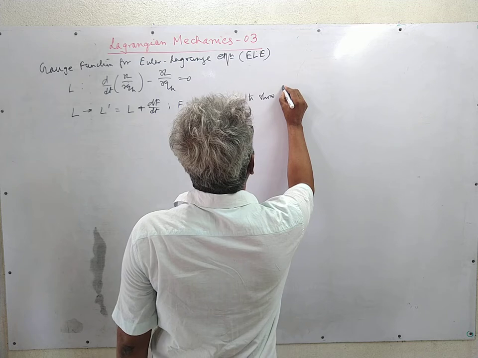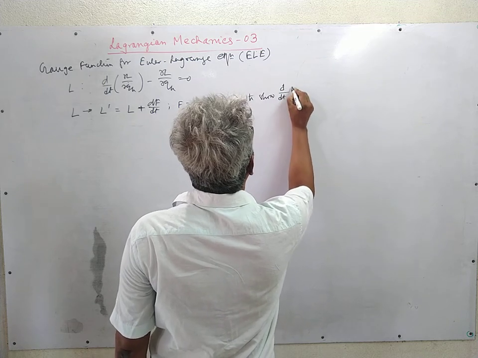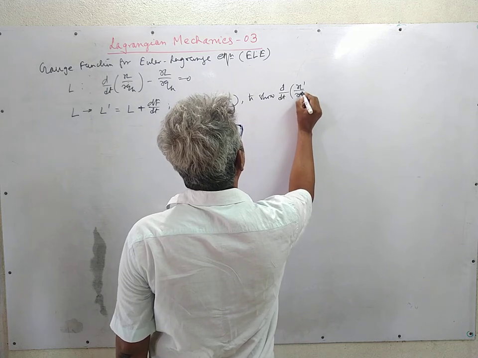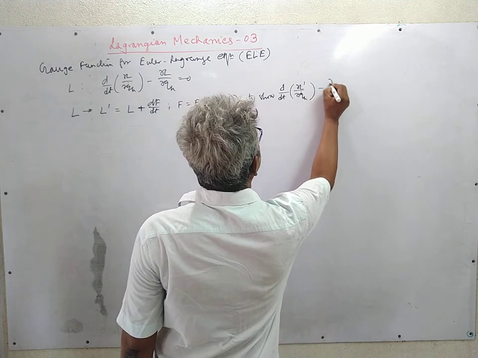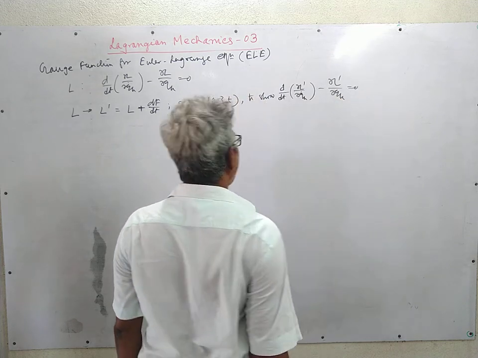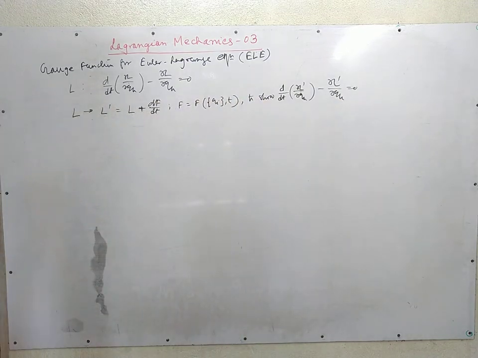We are to show that d/dt of ∂L prime/∂q_k dot minus ∂L prime/∂q_k is equal to 0, in which case f is called the gauge function.